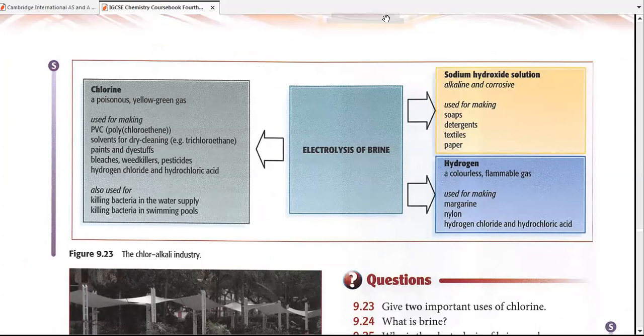Starting off with chlorine. Number one, it's a poisonous yellow-green gas. We already know about that. It's used for polyvinyl chloride or PVC. We also call it polychloroethane. It's a solvent for dry cleaning, right?